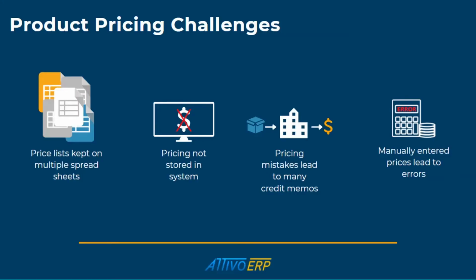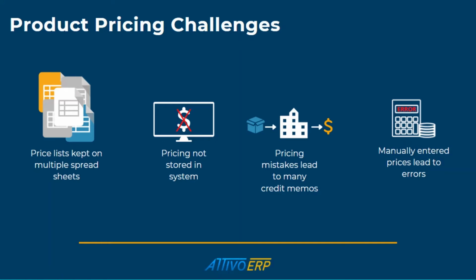The list of product pricing challenges can go on and on. You probably have multiple spreadsheets of your price list or even printouts of your price list scattered all around your office, all because your pricing system is not stored within your software. This leads to multiple pricing mistakes, which then causes you to have to issue credit memos to your customers, all because the prices were manually entered, which sometimes can be caused by human error.